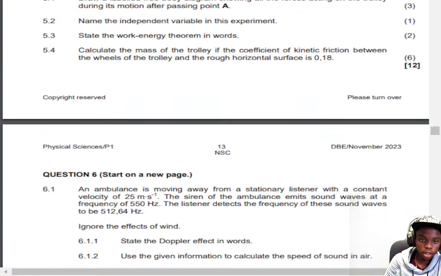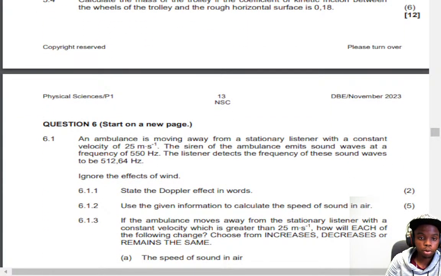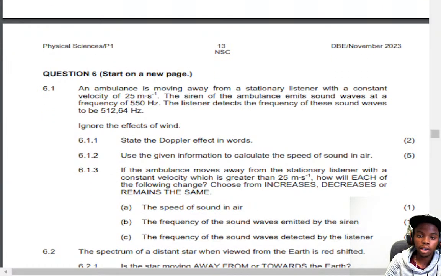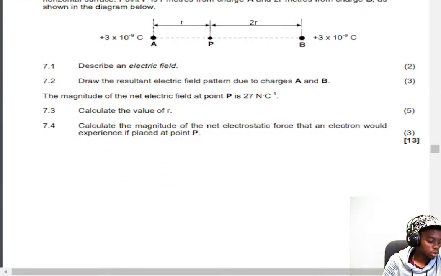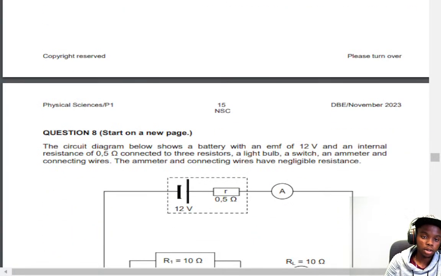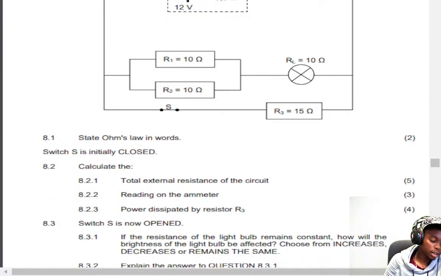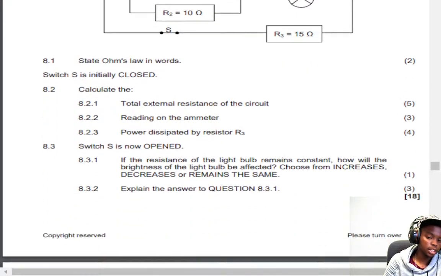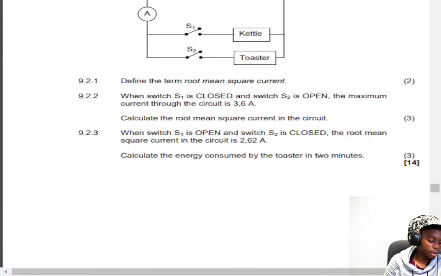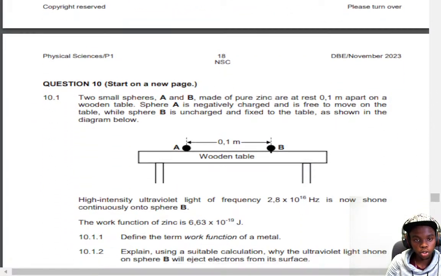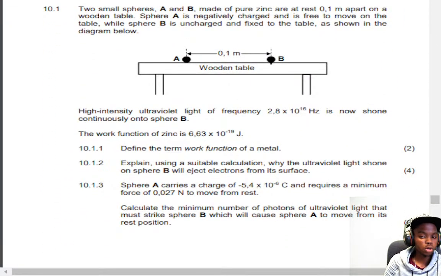Now you're still looking. Question 6.1.2, you calculate, that's a mark. Question 7.3, a mark. Question 7.4, a mark. Question 8.2.1, a mark. 8.2.2, a mark. 9.2.2, a mark. 9.2.3, a mark. We go to question 10. 10.1.2, a mark. 10.1.3, a mark.